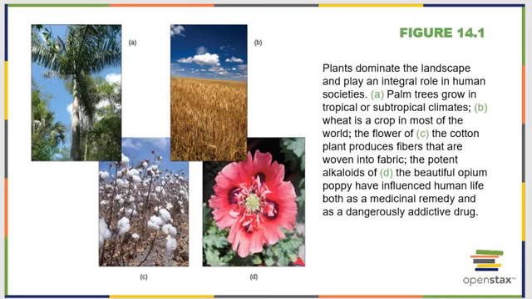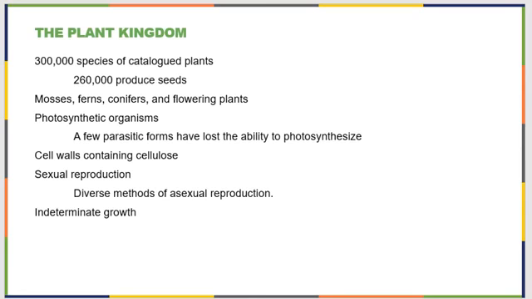Plants dominate the landscape, and they play an integral role in human societies and essentially life on our planet as a whole. They developed before animals did and show greater diversity. There are about 300,000 species of cataloged plants, and the vast majority of those produce seeds. We can study the basics like mosses, ferns, conifers, and flowering plants, but it turns out there's actually a lot more diversity and some really interesting defining characteristics that don't always pop up in basic study.